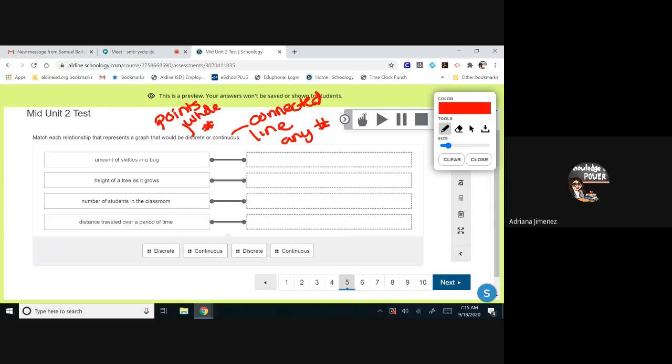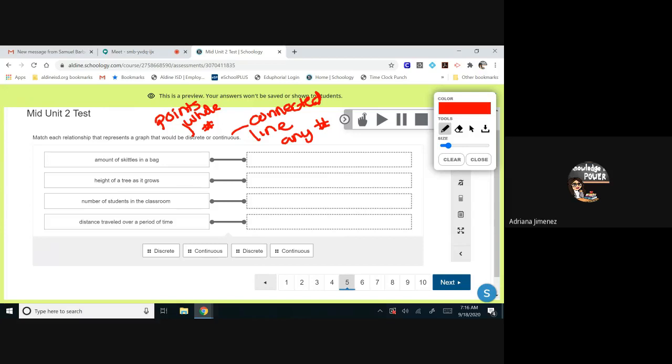The number of students in your classroom, can they only be whole numbers or can they be fractions? That's what you have to keep asking yourself for each one. Can they only be whole numbers or can they be fractions? Okay. The distance traveled over a period of time. Can that be whole numbers or just decimals? Can I figure out at half of an hour or at 10 minutes how much distance you've traveled? That's the kind of thing you need to know, right?